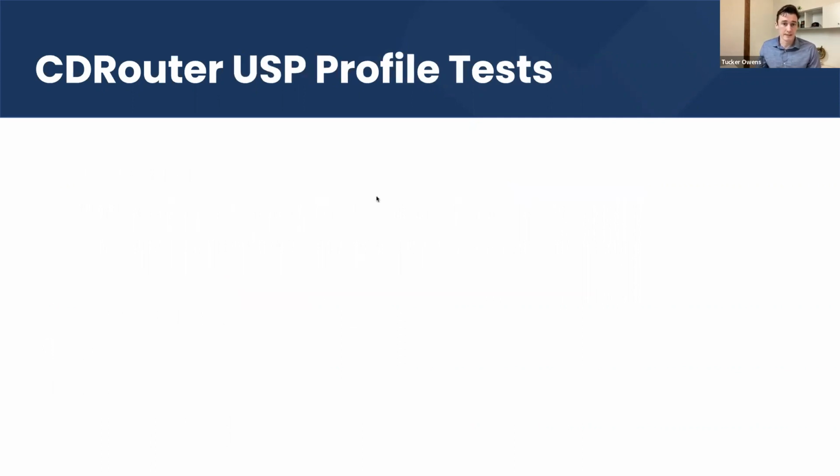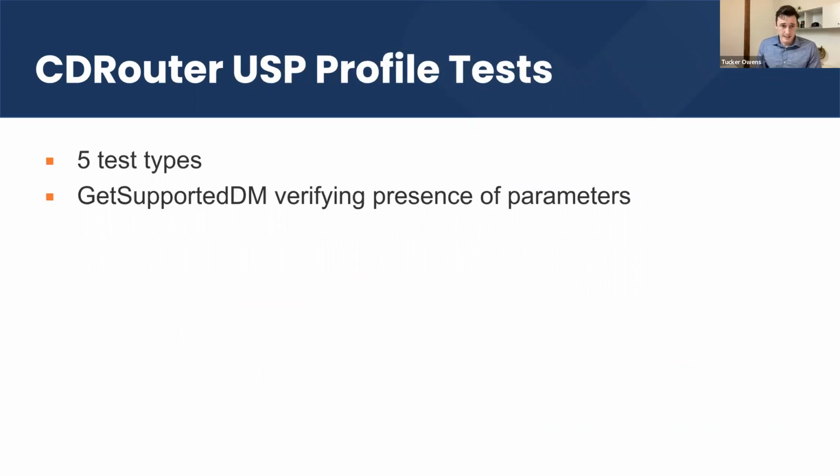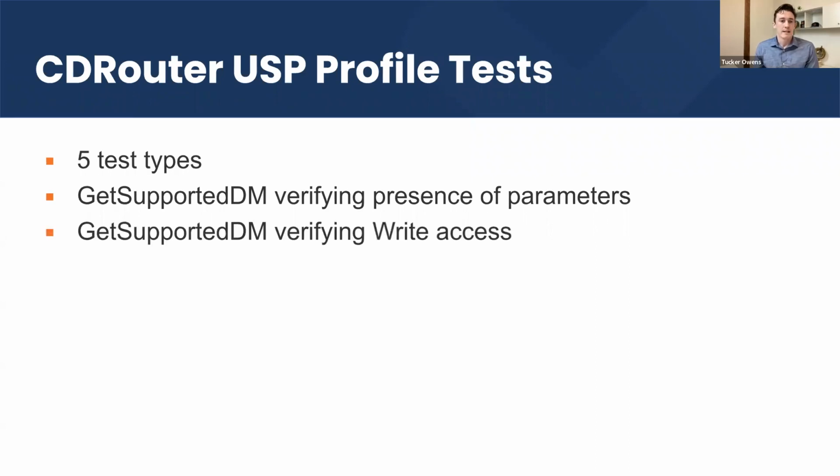On the USP side, there are 5 test types, and I'll go through these a little bit quicker because they're very similar to the TR-69 versions. There's a get supported data model test, which verifies the presence of the parameters, very similar to the get parameter names from the top level of the profile. There's also the get supported data model test for verifying write access. Similar to the 3rd test from the previous slide, we make sure that all of the parameters that, according to the data model, should be writable are indeed writable according to the get supported data model response from the device. There's, of course, the get test, to make sure all those parameters exist.